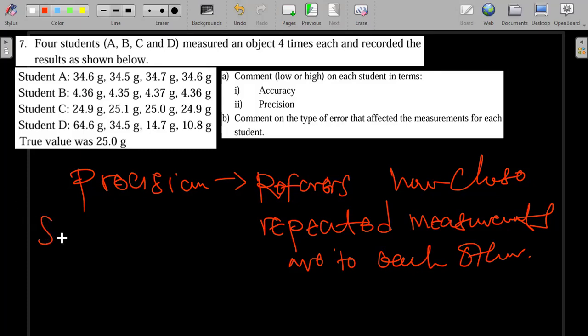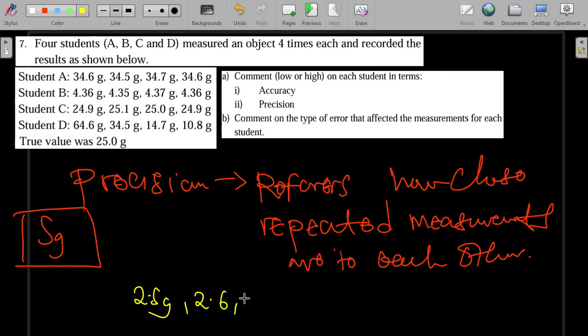So if my actual value is 5 kg, and then I have a series of repeated measurements. Let's say 2.5. When I put this on the balance, I also get maybe 2.6 grams.